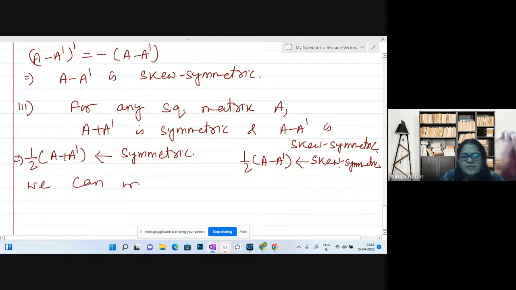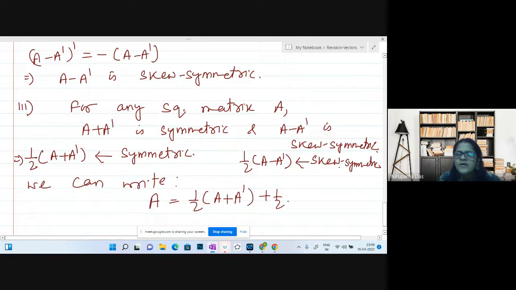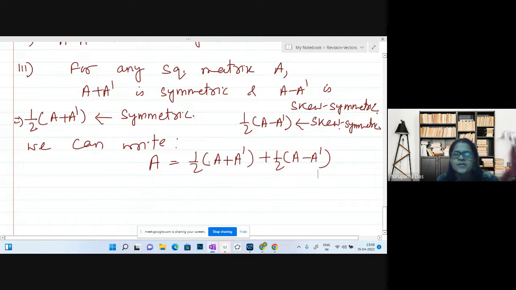Now, can we write A equal to half of A plus A transpose plus half of A minus A transpose? Can we write like this? You can check it. If I look at the right hand side, half A plus half A transpose plus half A minus half A transpose. So half A transpose minus half A transpose gets cancelled. Half A plus half A, so A equals A. So any square matrix A can be written like this.